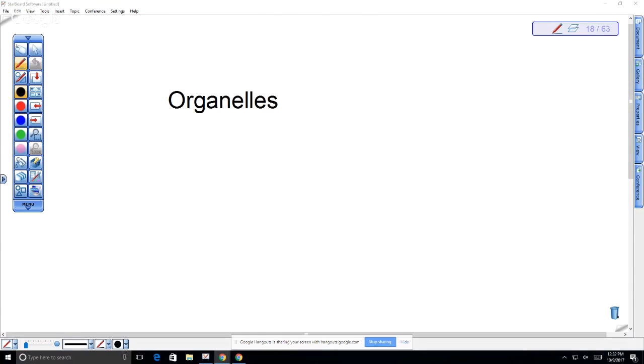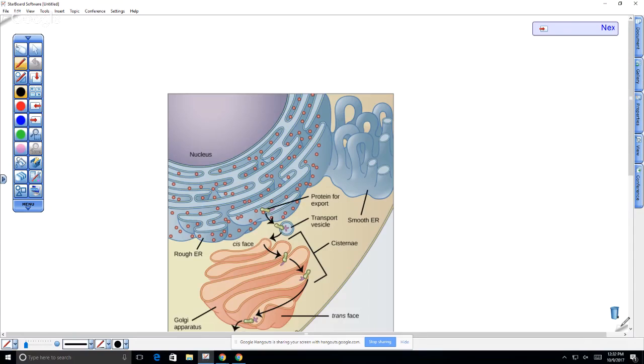Okay, so remember that organelles are membrane-bound structures that are found in the eukaryotic cell. And remember that we have different ones of these, and they have different functions depending upon what they are.